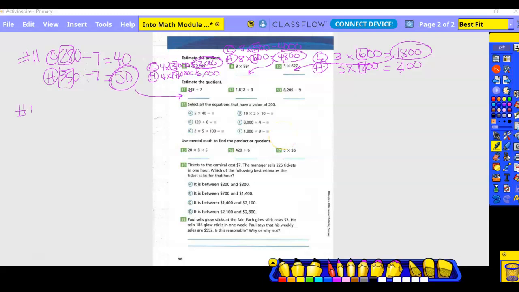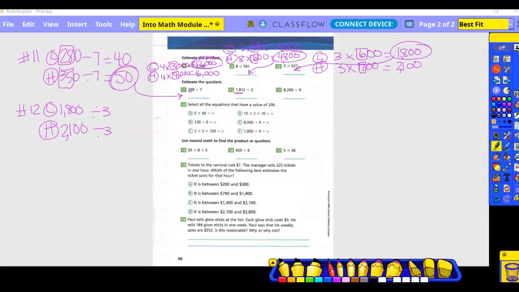Number 12. We need a low and we need a high, and we're dividing by 3 on both. Okay, so we're looking at the 18. What's a multiple of 3 that gets me close to 18 but doesn't go over? 18, right? So 1,800 is still below 1,812, correct? Okay, so what's a multiple of 3 that gets me a little bit over 18? 21.